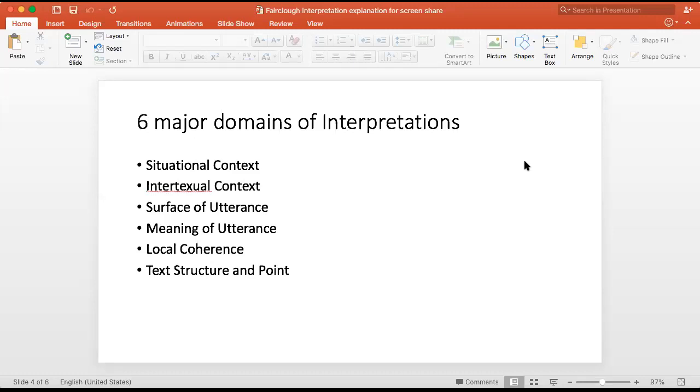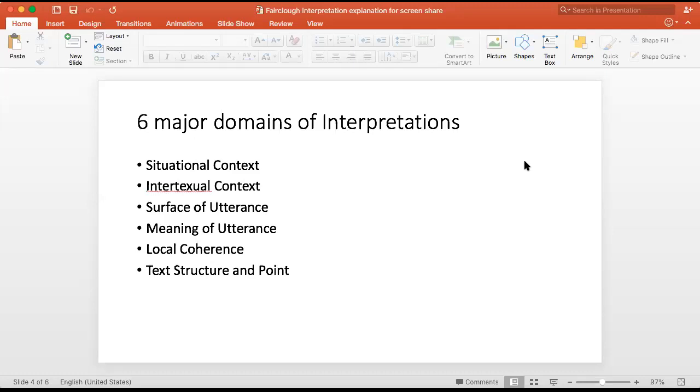So we may refer to member resource as interpretive procedure. MR is your schema, MR is your background knowledge, and interpretation is basically a play between the cues, the clues or hints that you get, and your MR.